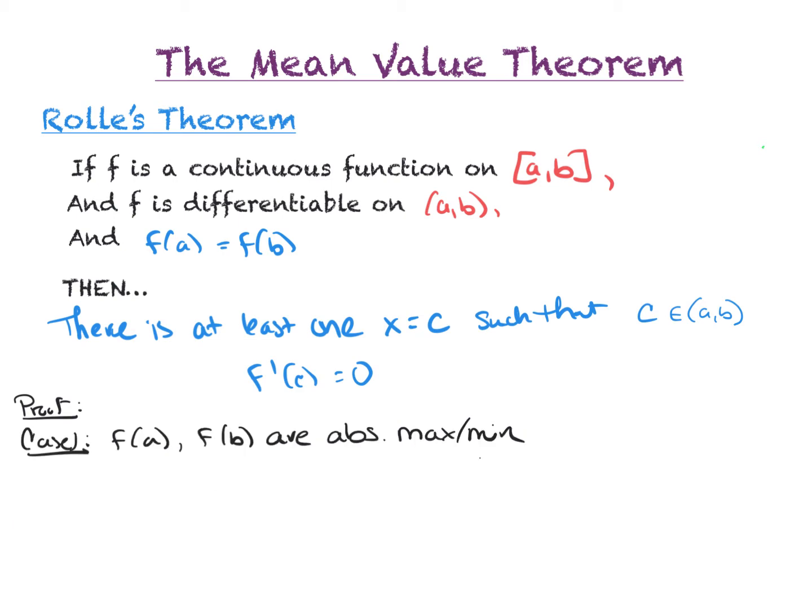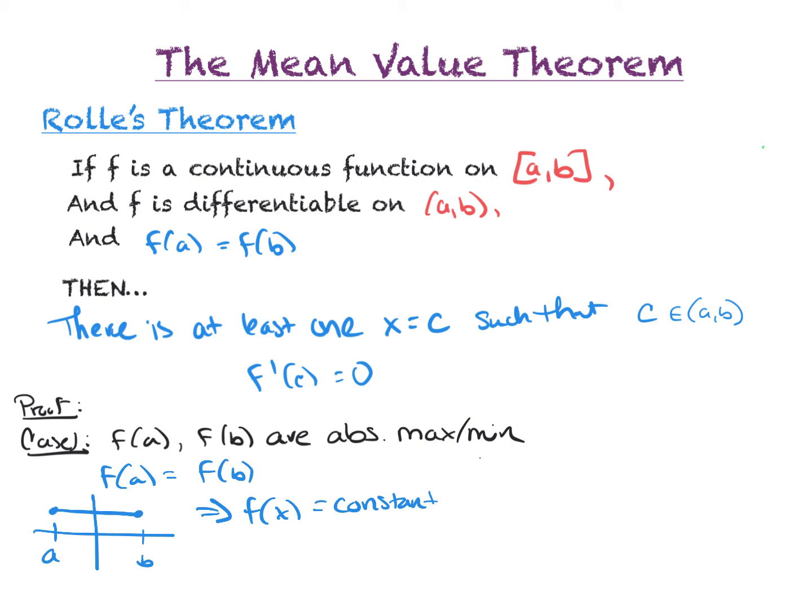So let's look at case one. Case one was that f of a and f of b, so the end values themselves, are our absolute min and max, absolute extrema. But we know that f of a is equal to f of b. Well, the only way that can be true is if f of a and f of b are the min and the max. That means that we must have a constant function. So f of x must be some constant.